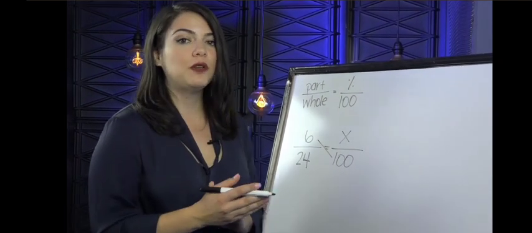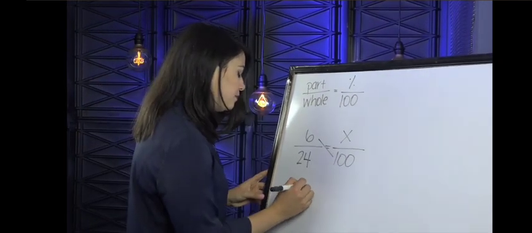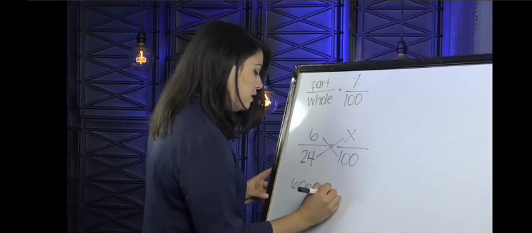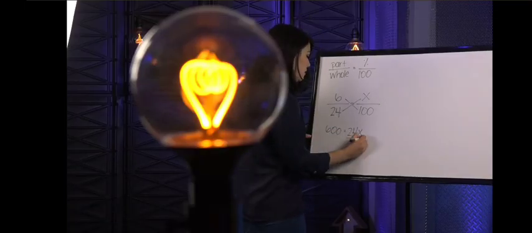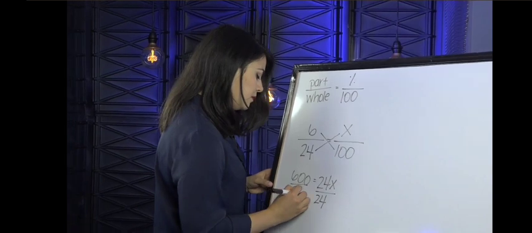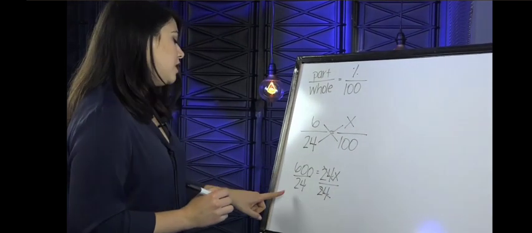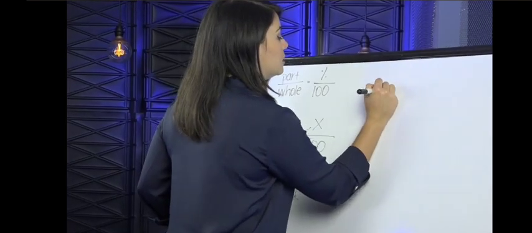So we can cross multiply because there are 2 fractions equal to each other. 6 times 100 is 600. 24 times x is 24x. Now, the 24 and the x are multiplied to each other, so let's go ahead and divide to isolate the x because that's how we solve for this. This cancels out. 600 divided by 24, we can work it out over here.